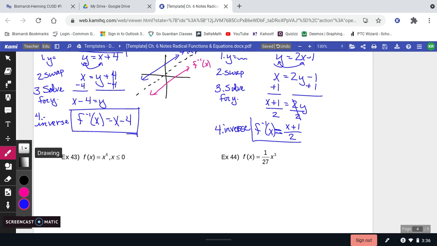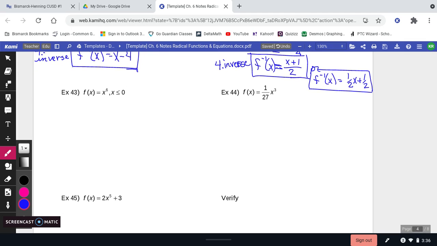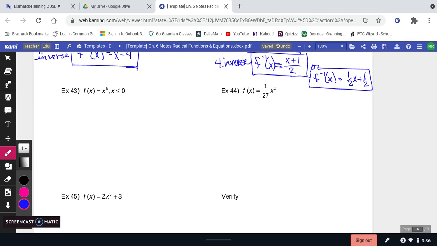Okay, now you may have written that a little bit differently depending on how you simplified that last step. So this could also be written as f inverse of x is 1/2 x plus 1/2. Take a second, look at both of those equations, and those are the same thing. I just split that fraction and wrote it in two pieces. But those are still the same equation. Okay, 43. Now, 43, there's something new here that you haven't seen yet.